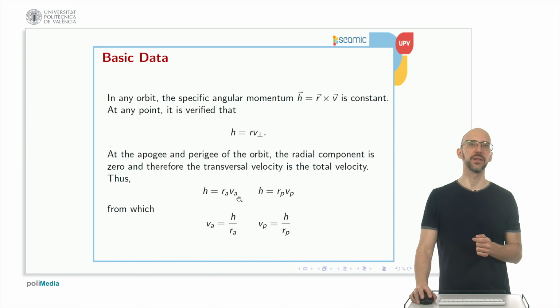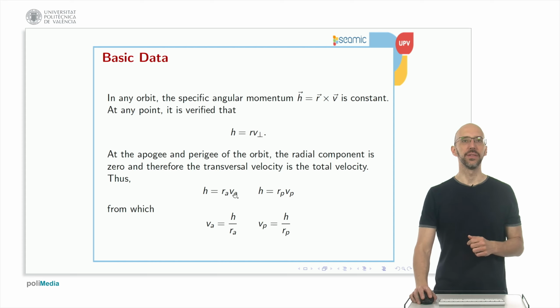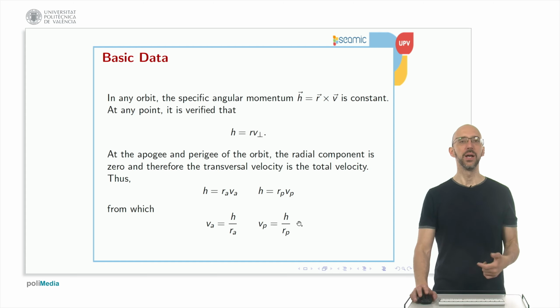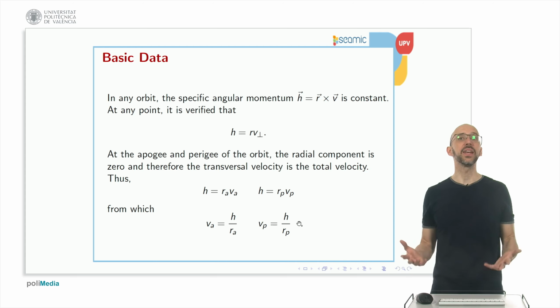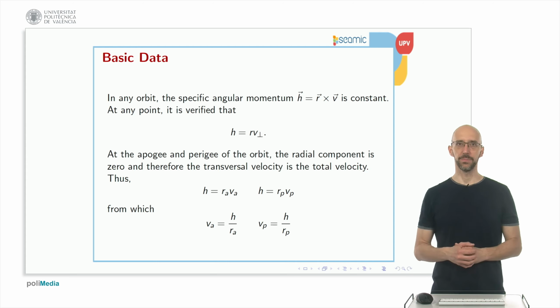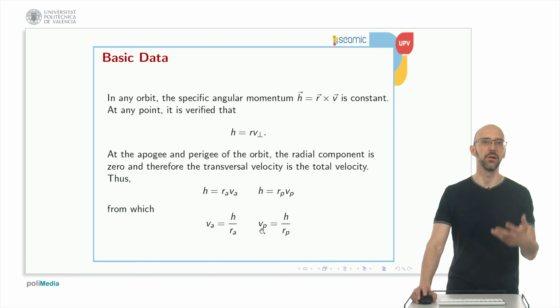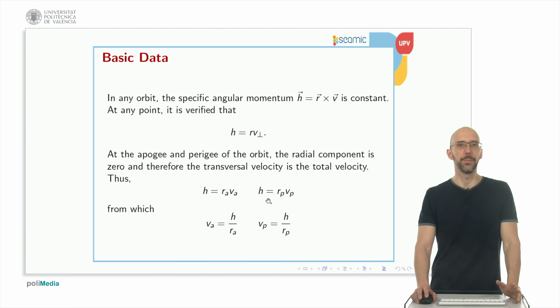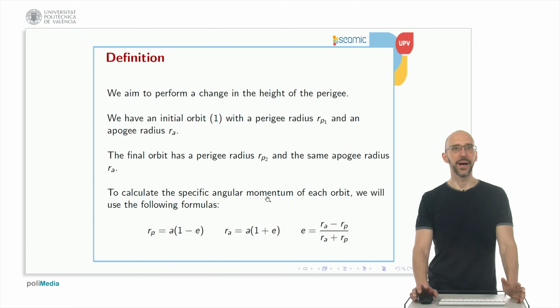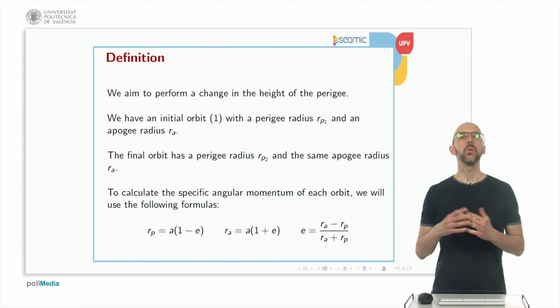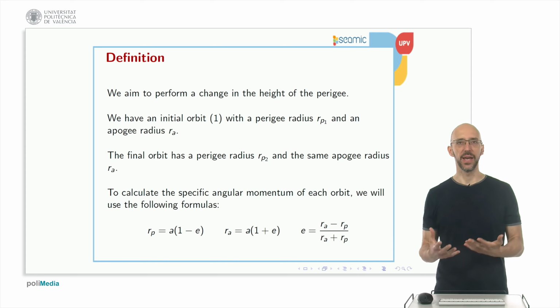If you solve from these equations, remember that I didn't change h because h is constant all the time. So I can solve for the velocity at the apogee here, and I can solve the velocity of the perigee like this, using the specific angular momentum. And you can think, okay, I don't even care because I don't know the specific angular momentum. I need to calculate first the specific angular momentum in order to know the speed of the satellite at the perigee and apogee. Yes, you're right.